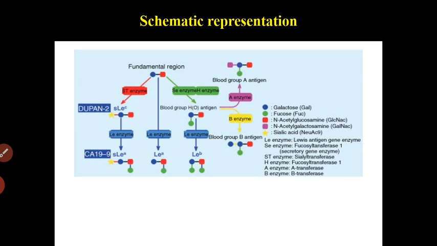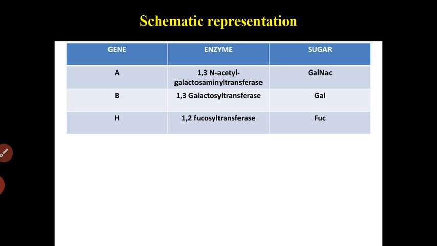This is the schematic representation showing the enzymes and how they are synthesizing the antigens. Now here, one enzyme, the Se enzyme, also called secretor enzyme, is present, which is involved in synthesis of H antigen. We have not studied it yet; we'll see it in the coming slides. So it plays a major role in synthesis of H antigen, through which antigen A and antigen B are formed. So let's go further.